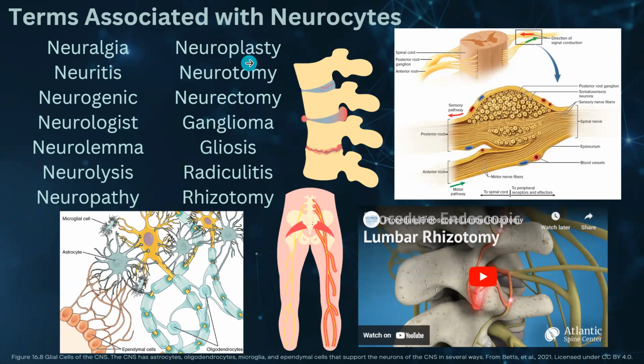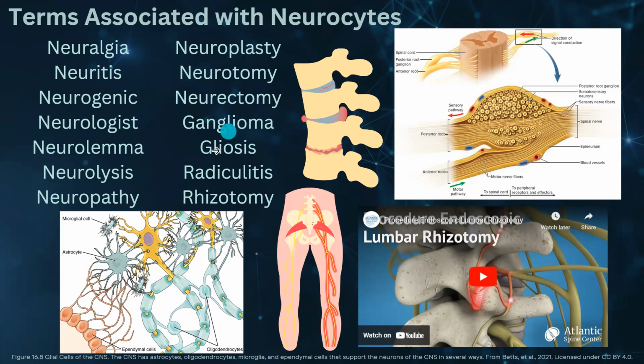Neuroplasty: our suffix plasty is surgical repair. Tomy, remember, is going to be an incision, versus neurectomy, where ectomy is surgical removal. So neurotomy would be an incision in a nerve, and neurectomy would be removal of a nerve. A ganglioma: oma is a suffix we've seen a few times now, that's for tumor, and our combining form gangli/o is for ganglion. A ganglion is a group of nerve cells. I'll hit on that when we get a little farther along.